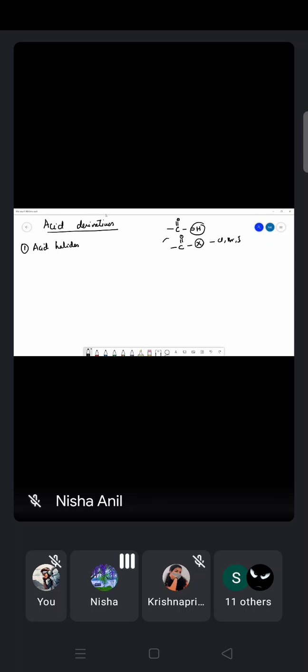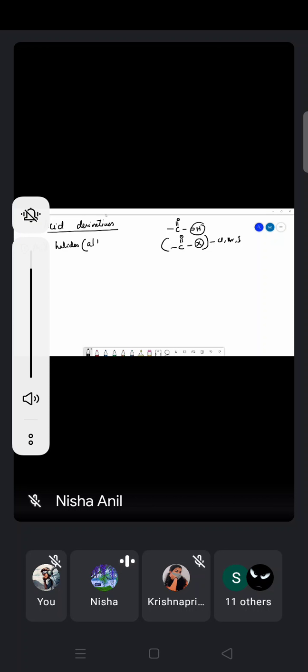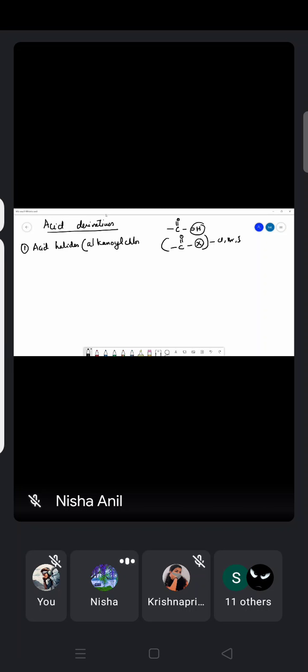So this is the acid chloride functional group, C double bond O X. If it is Cl, we can say it as acid chloride. If it is Br, we can say it as acid bromide. So this is the functional group COX. And generally it is named as alkanoyl chloride.